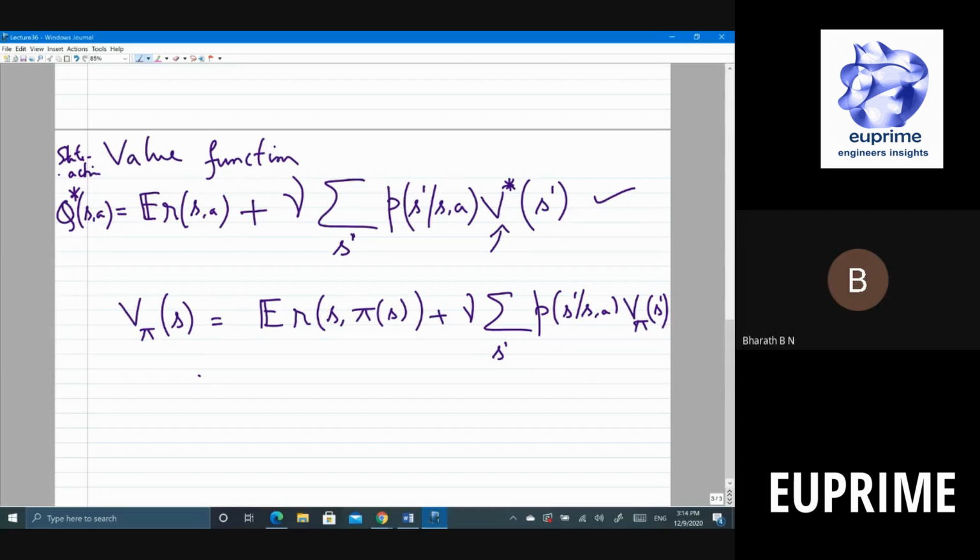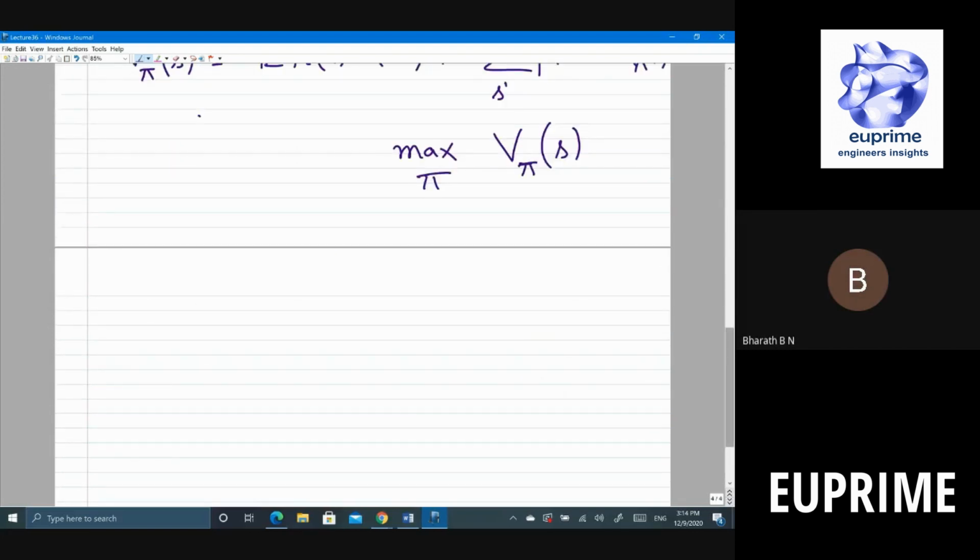No. So okay, let me write it in a slightly different fashion. What is V pi of S? If you are starting from state S, and if I follow a policy pi, this is the average discounted reward that you get, right? The problem is to maximize over all policy pi, right? This gives us V star of S, right?